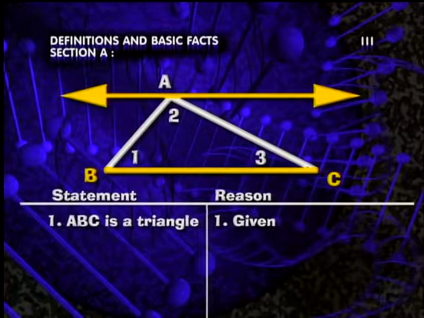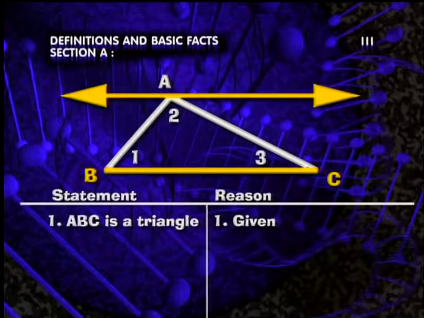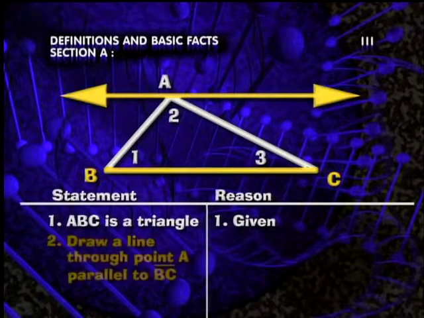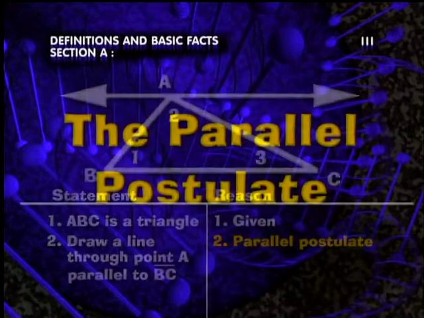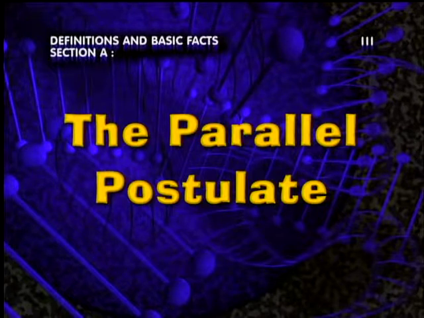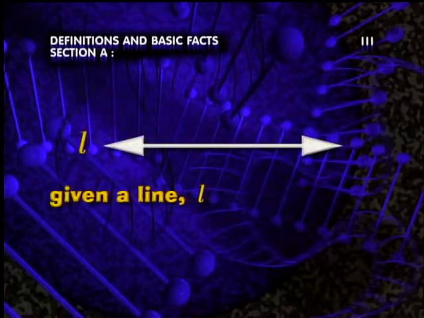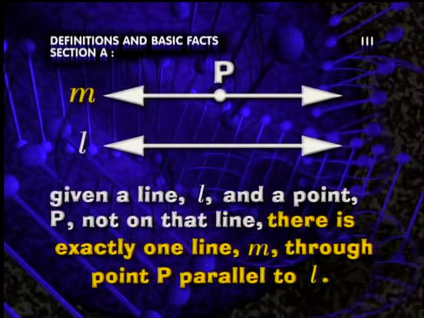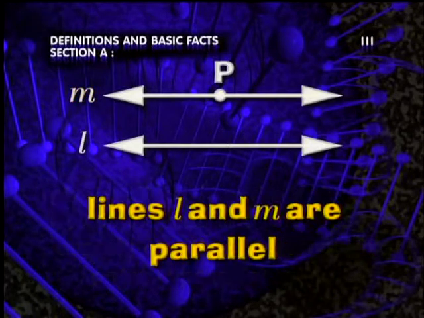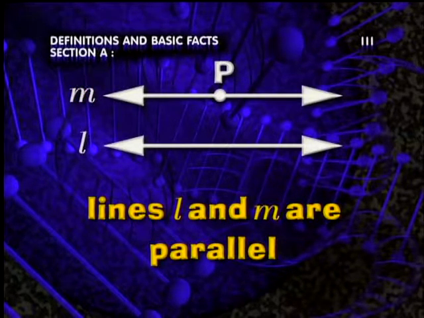The line we're adding runs parallel to segment BC. With this line, we'll be able to use the parallel line theorems we just proved, involving the relations of their angles. So, step 2 is we draw a line through A parallel to BC. We do this because of the parallel postulate. Remember the parallel postulate? This is what all of Euclidean geometry is based on. It says that, given a line L and a point P not on the line, there is exactly one line M through P that's parallel to L. Lines L and M are therefore parallel.